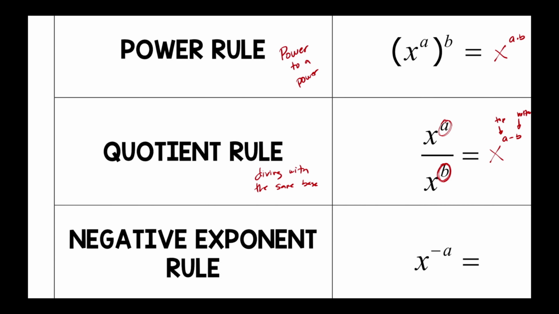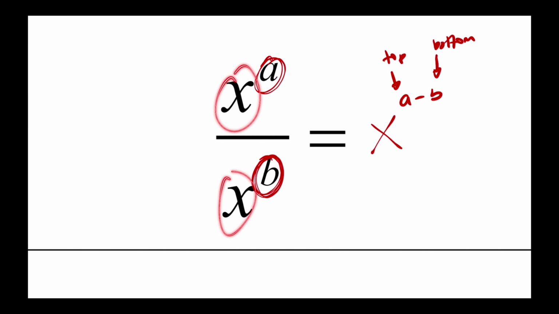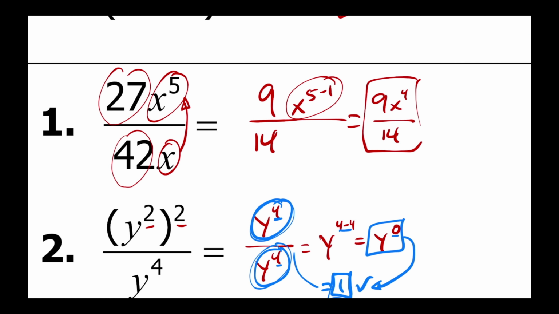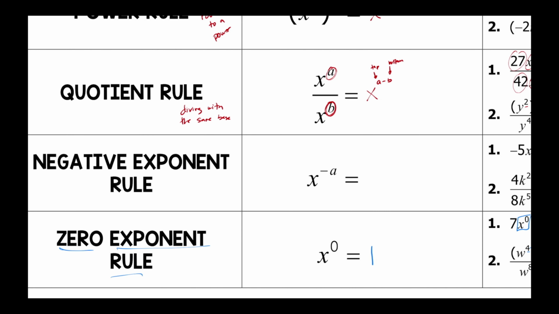All right, next is the quotient rule. When I divide the same base, what do I do to the exponents? We said we subtract, right? The top one goes first, bottom one goes second, so it's top minus bottom. Why do we do that? Because we're going to cancel out. If I have 5 x's up here and 1 x down here, these are going to cancel out because x over x equals 1. We're multiplying by 1, so we can cross it out, and we're left with 4. So that's why we subtract the exponents.